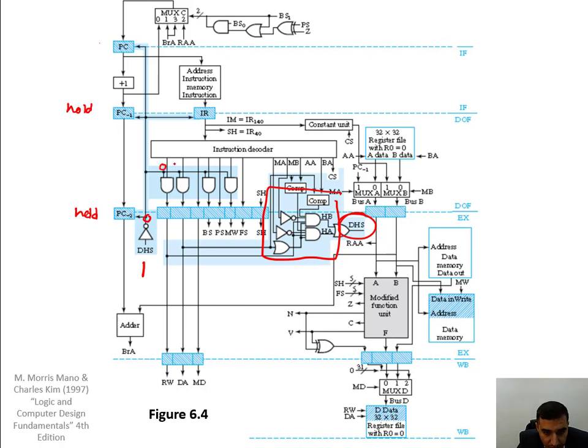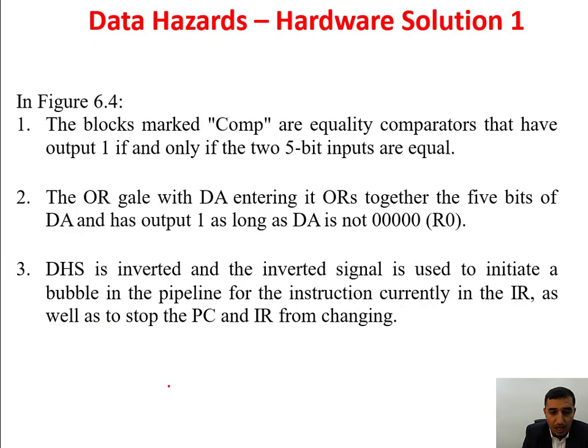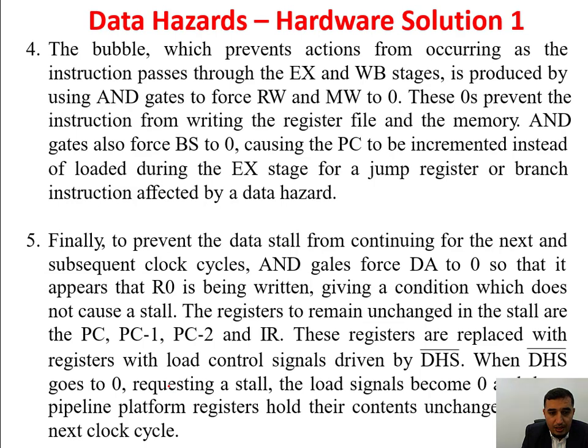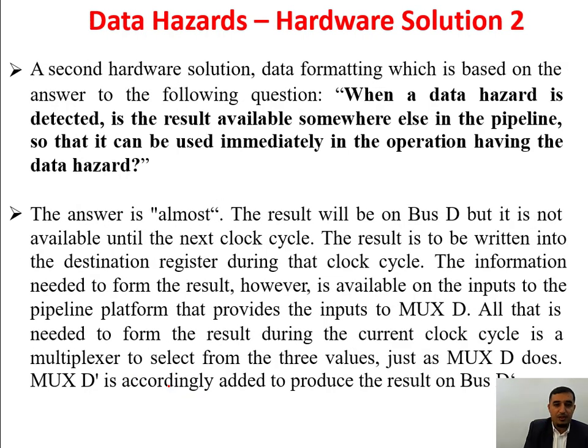And at the same time, we are going to have a 0 here, a 0 here, a 0 here, a 0 here. So RW is equal to 0, DA is equal to 0, BS is equal to 0, and MW is equal to 0. Once we do that, whatever happens in the data path over here will have no effect, because RW will equal 0, MW will equal 0, BS will equal 0, and for the destination address, we are going to write anything to R0, and when we write to R0, the value will be discarded because R0 is equal to 0. So this is basically how we apply the first solution, which is the bubbles.